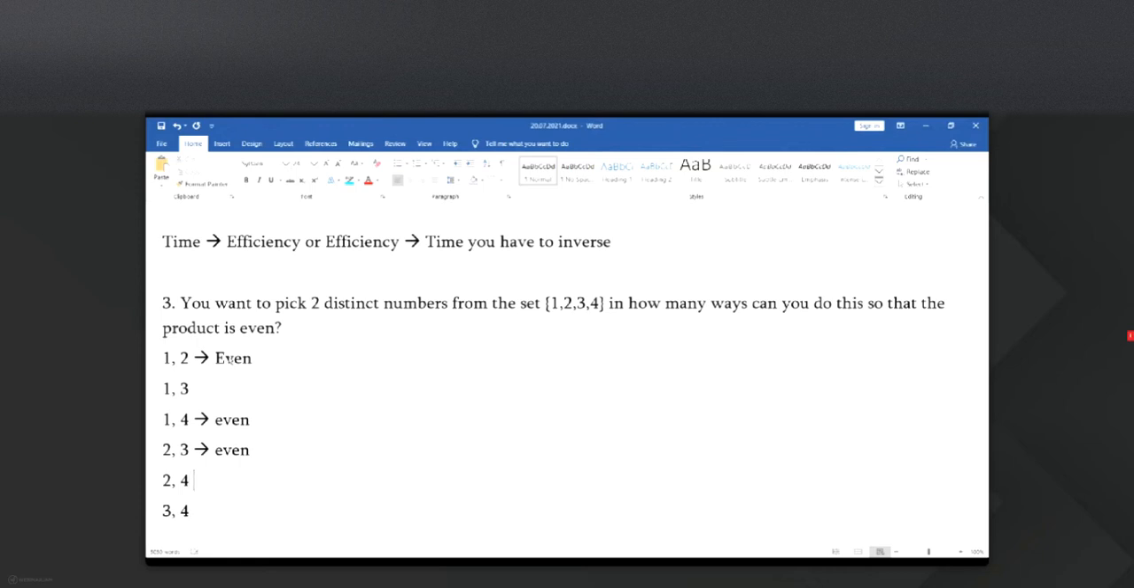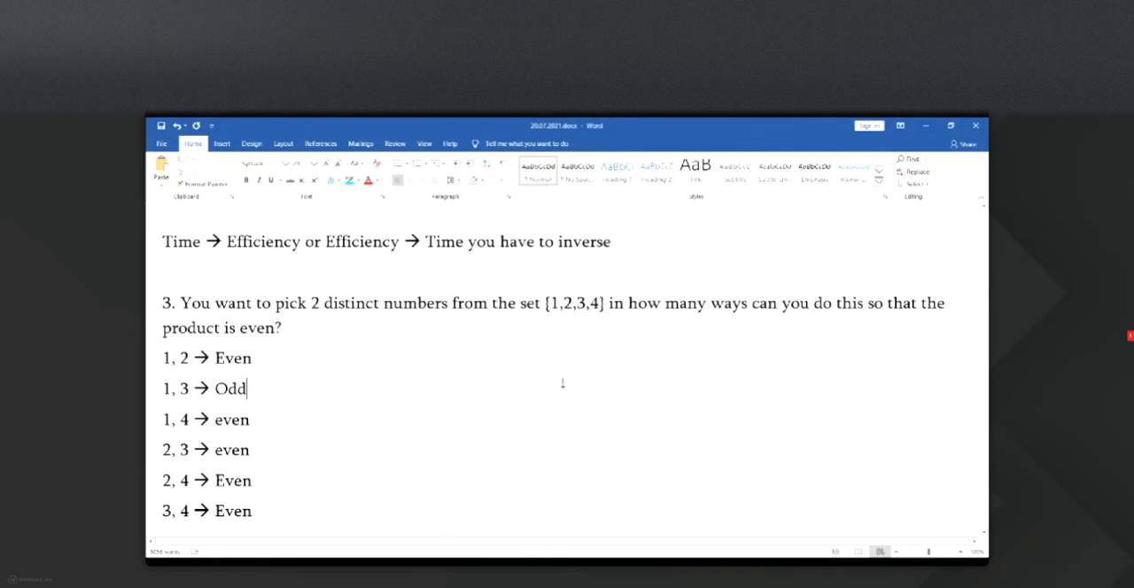This also will give you an even product. If you have one even number, guys, you will definitely have an even product only. Even and anything is even. But this will give you an odd product because no even number. So out of totally five, 1, 2, 3, 4, 5. Five out of 6 is even.